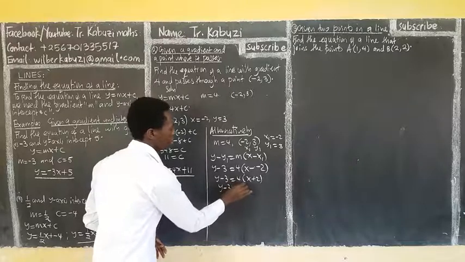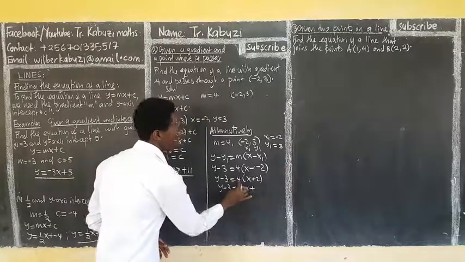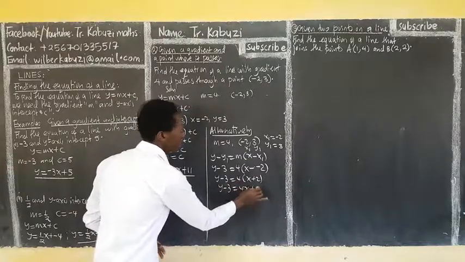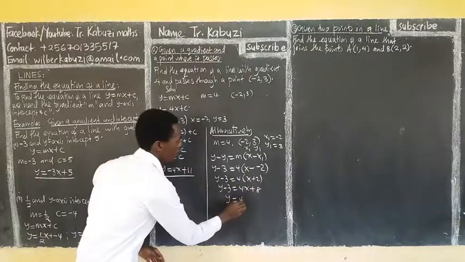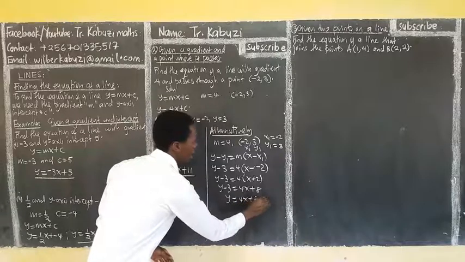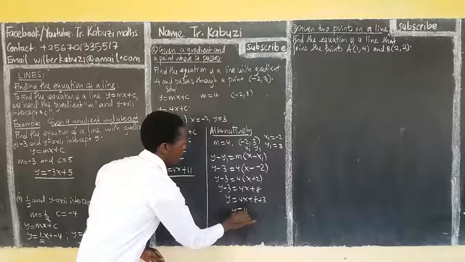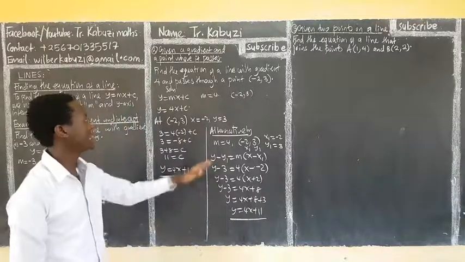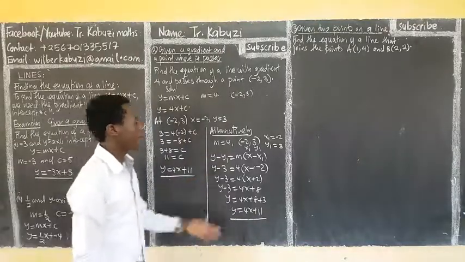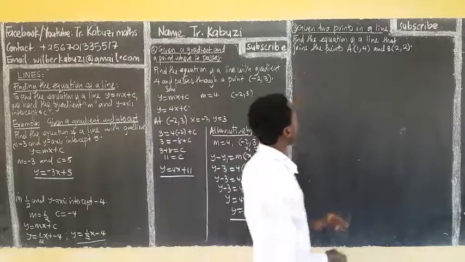This will be equal to 4x plus, this times this, 4 times 2, we get 8. So now take this side: you have y equal to 4x plus 8, then plus 3, and so our y becomes 4x plus 11. That is also the other method. I think this one is a bit shorter. Now, let us go through this one.